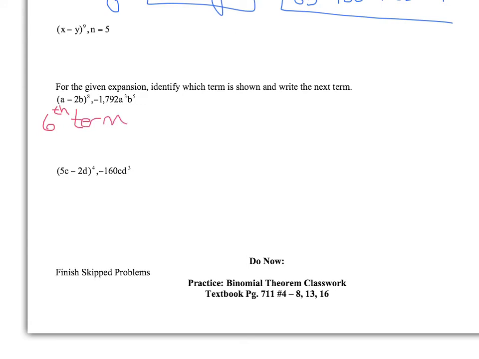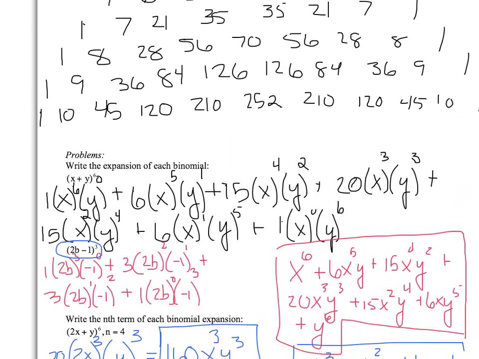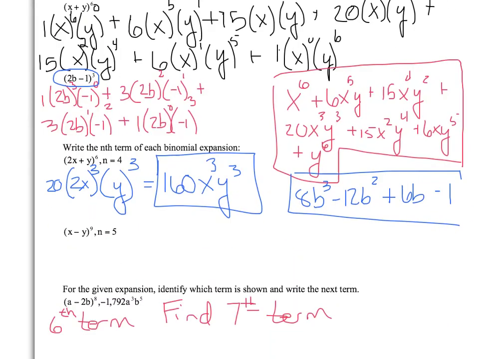So we want to find the 7th term. To find the 7th term, we look at the 7th number in on the 8th row. It's 1, 2, 3, 4, 5, 6, 7. It is the 28.